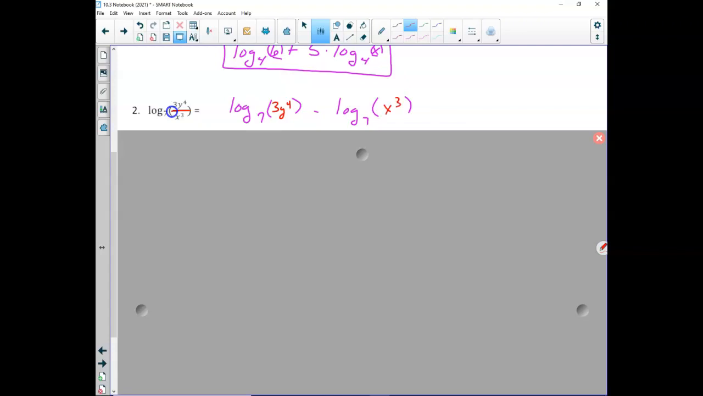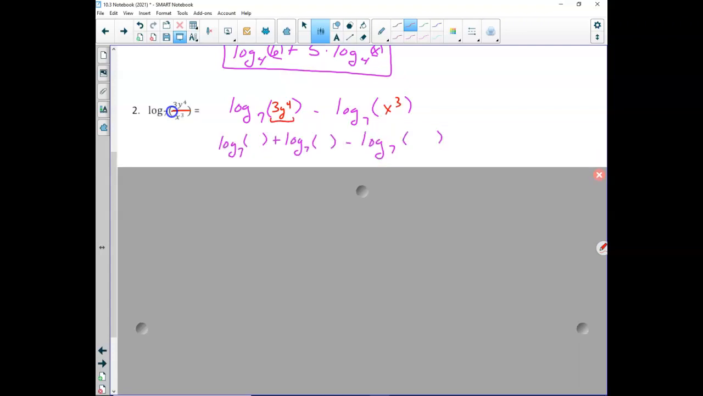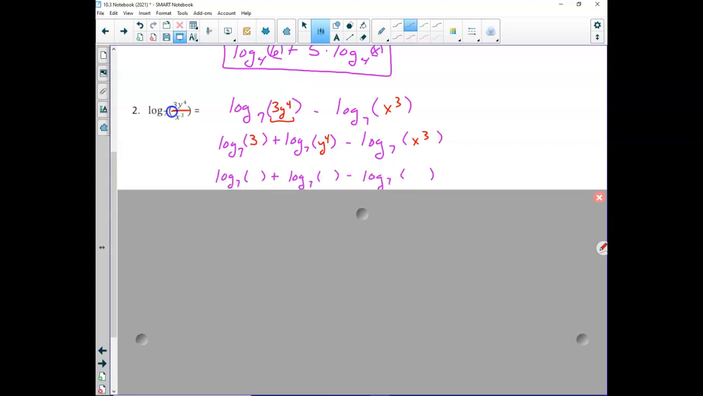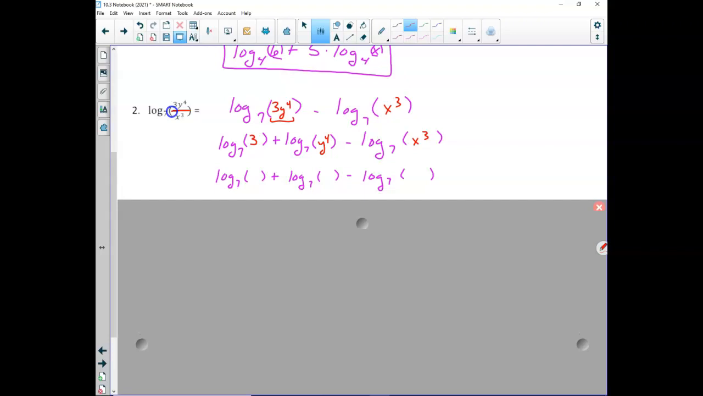The next thing I'm going to do is take care of this product right here, and that's going to give me a log base 7 of 3 plus a log base 7 of y to the 4th, and I had no product over here, so I'm just leaving that x cubed alone. The last thing I do, the very last thing I ever do, is my power rule for logarithms, which means the first one doesn't have a power, so that's log base 7 of 3, plus this is going to be 4 times a log base 7 of y, and this last one's going to be 3 times a log base 7 of x.